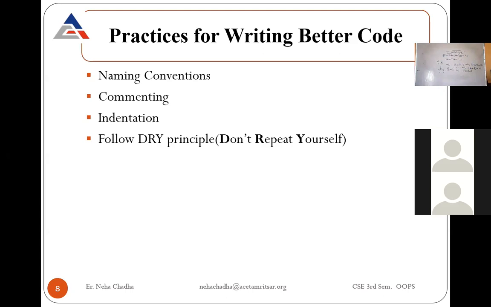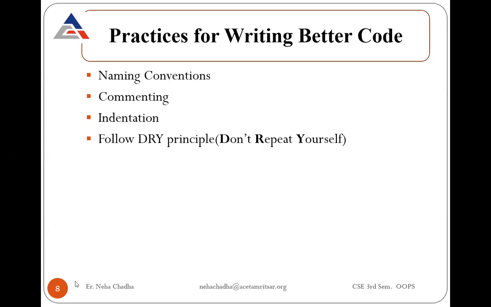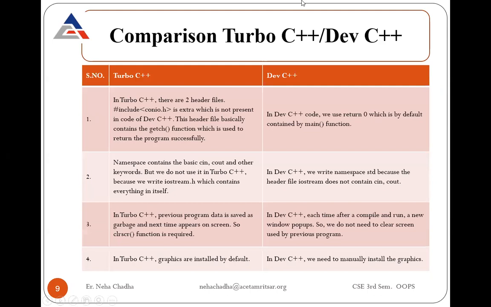Then comes the comparison of Turbo and Dev C++. In your sessions, we will study Turbo C++, but if you have the GCC compiler, Dev C++ or CodeBlocks, you can go for it. In Turbo C++, there are two header files, conio and iostream. Conio.h is extra, which is not present in the code of Dev C++.